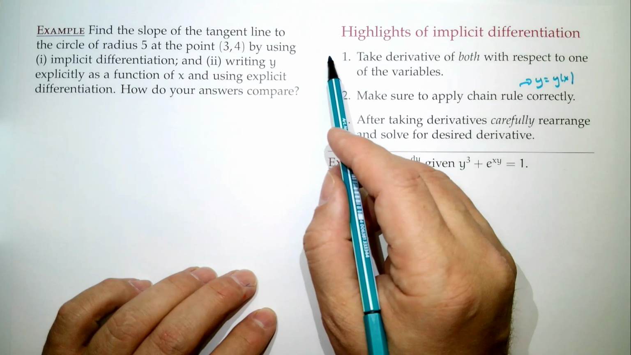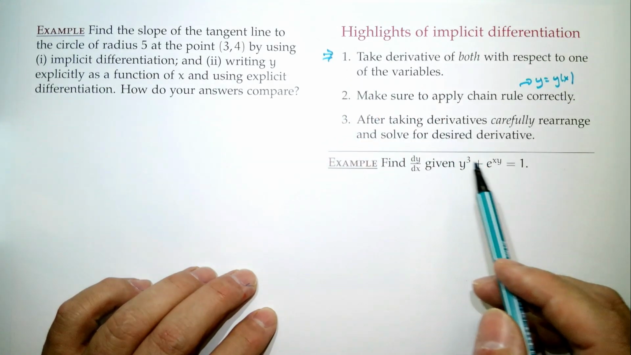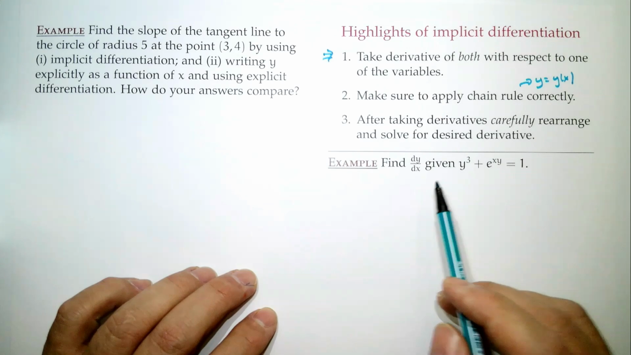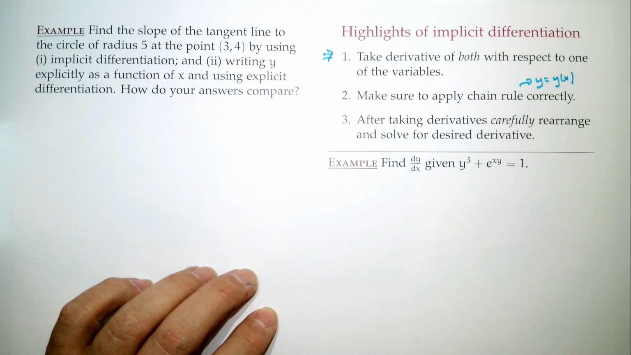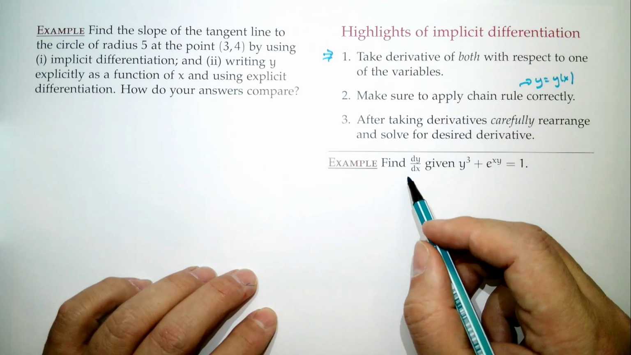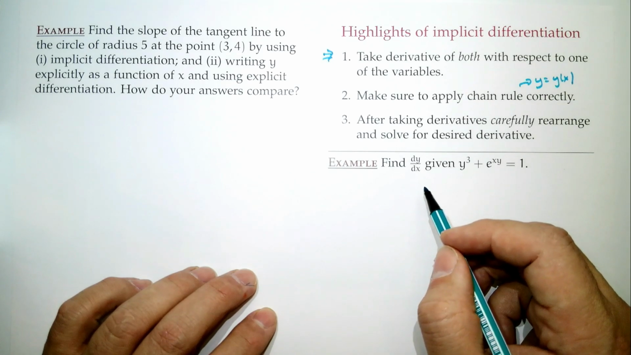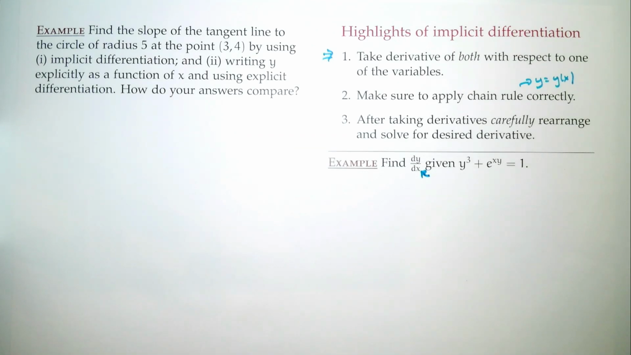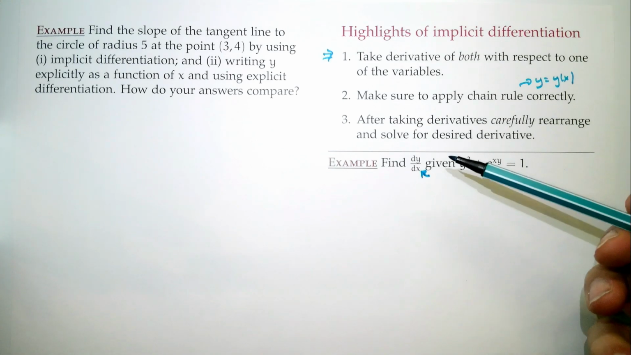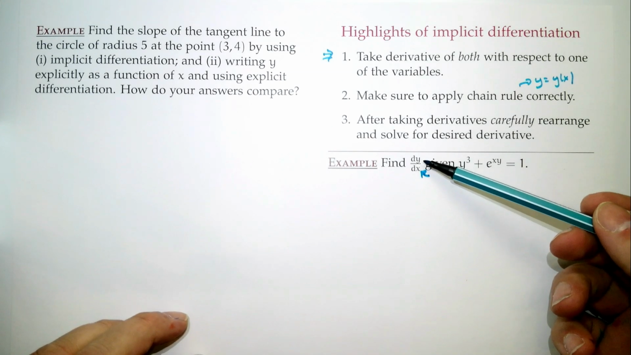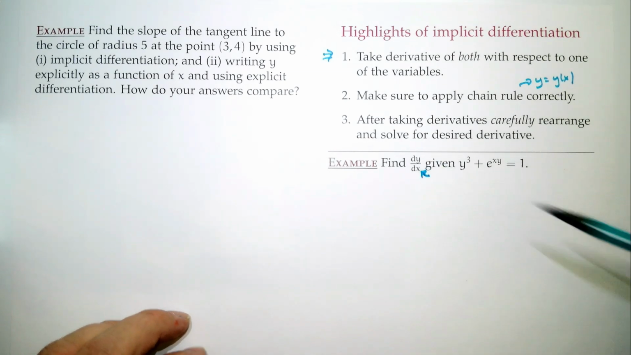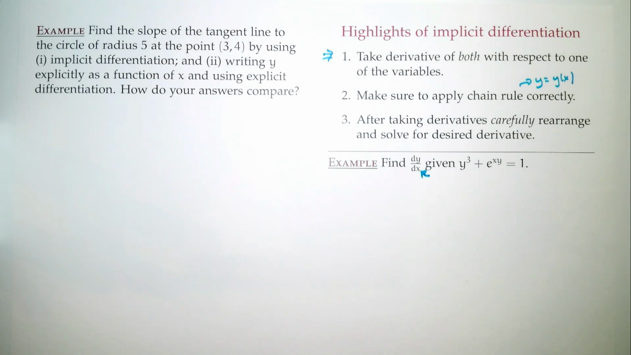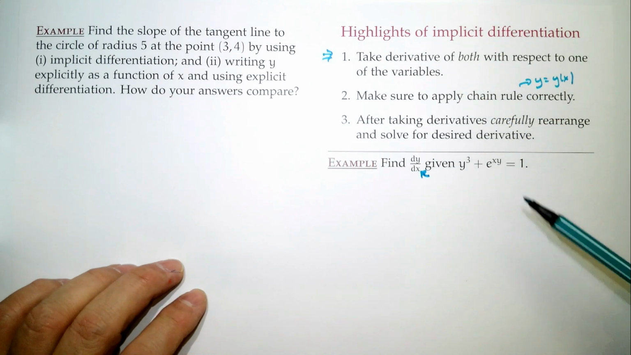Okay, so step one, we're going to take the derivative of both sides with respect to one of the variables. In this case, what are we taking the derivative with respect to? We're taking the derivative with respect to x. What's the clue that we're taking the derivative with respect to x? Yeah, the fact that it's dy over dx, whatever's downstairs, that's what you're taking the derivative with respect to. So the way you read the notation is derivative of y with respect to x. So we're taking the derivative with respect to x. So we're going to take the derivative of both sides with respect to x.